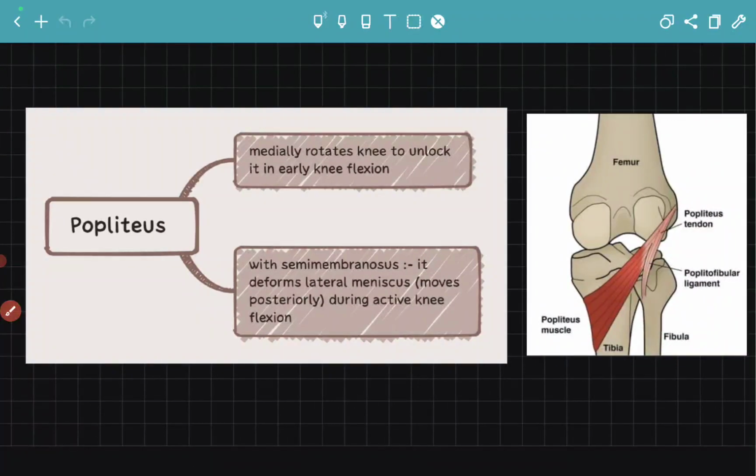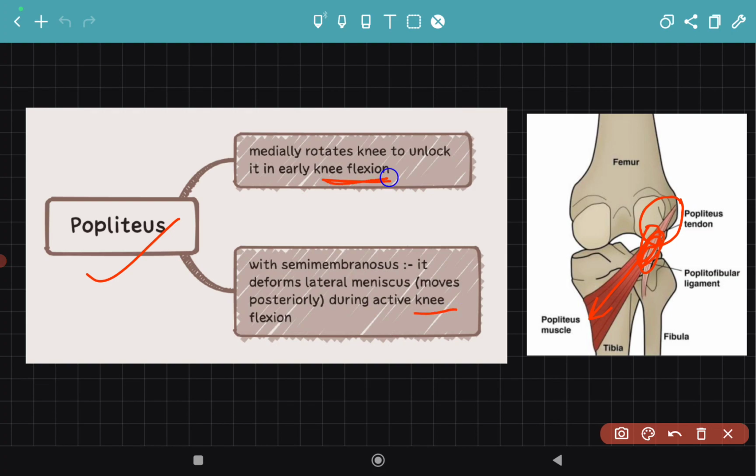Next, moving on to popliteus. We know the origin is from the lateral femoral condyle and the posterior horn of the lateral meniscus, going to the posterior proximal aspect of the tibia for insertion. So this muscle has a role to play in knee flexion. During early knee flexion, it will medially rotate the knee to unlock the knee joint. So medial rotation of the knee will be done by popliteus to unlock it, that is, during early knee flexion. This is important to remember.